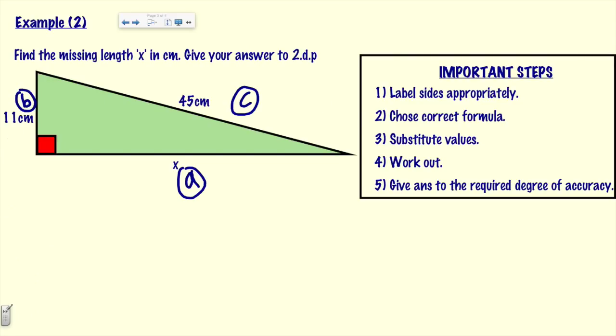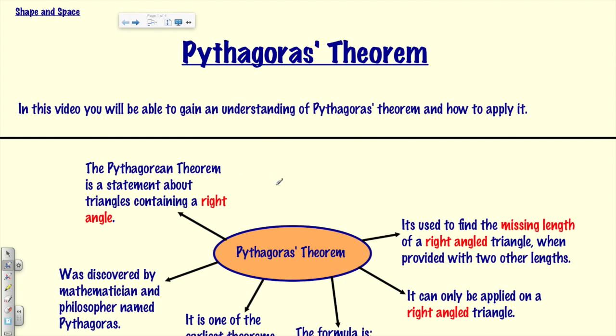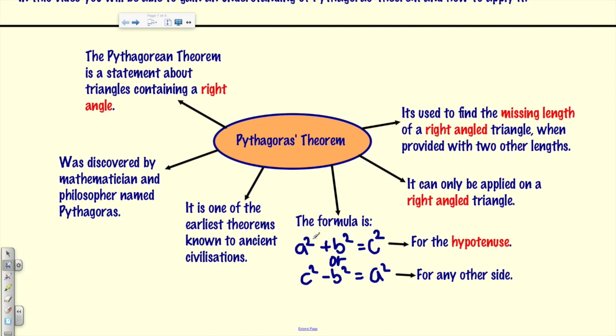So we can tick that off. Choose the correct formula. So earlier, let's go back again. We had two choices. We already know the hypotenuse for this, so we can cancel out that formula, obviously this one over here. C squared take away B squared equals A squared.